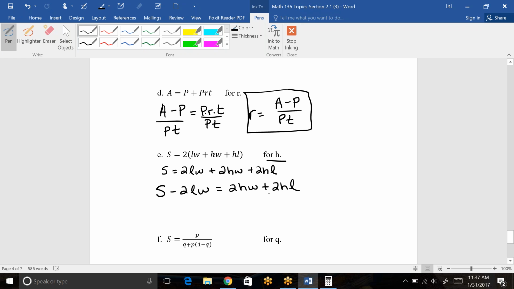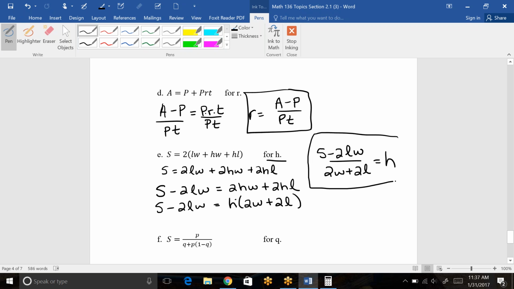These terms on the right both have H, so I'm going to pull the H out. Once you have everything on that side that has the same variable that you're looking for, you pull it out. That leaves me with 2W plus 2L. Now that this is multiplication, you can divide that whole parentheses to the other side. So S minus 2LW over 2W plus 2L equals H.